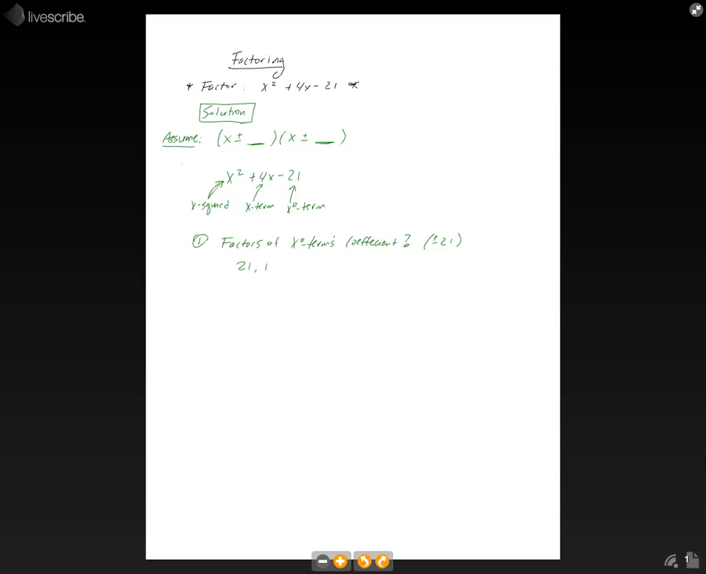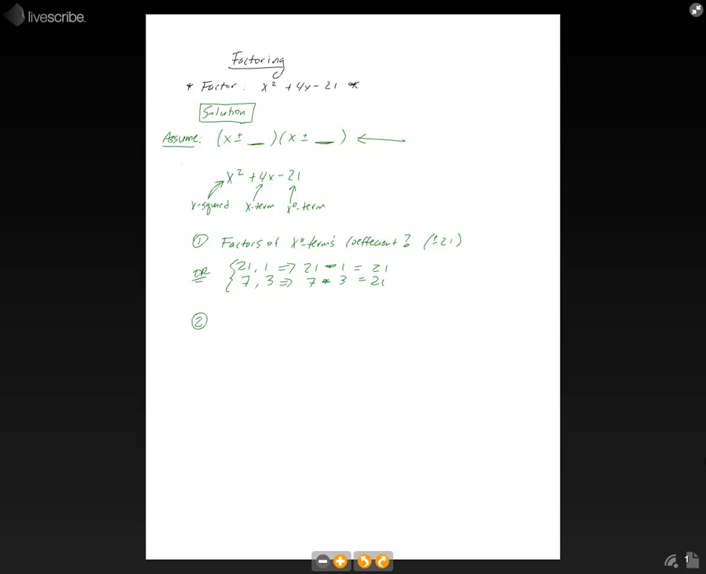Well, for this problem, we could either use 21 and 1, because 21 times 1 is equal to 21, or we could use 7 and 3, right? Because 7 times 3 is also 21. Are there any other possibilities? Nope, I don't think so. Okay, so we know the numbers that are going up here in these blanks are either 21 and 1 or 7 and 3.